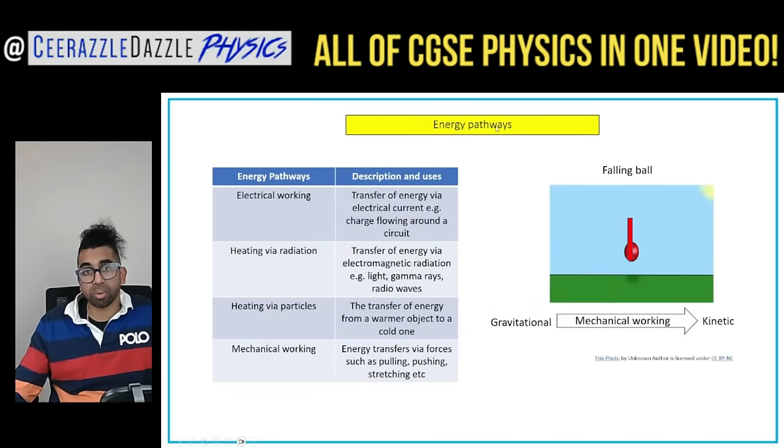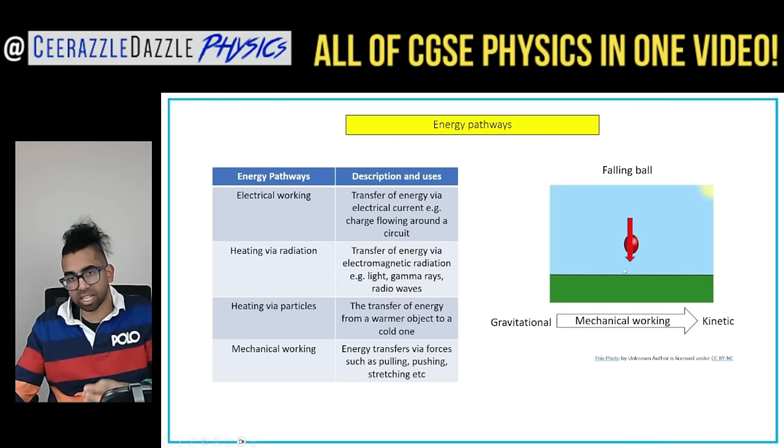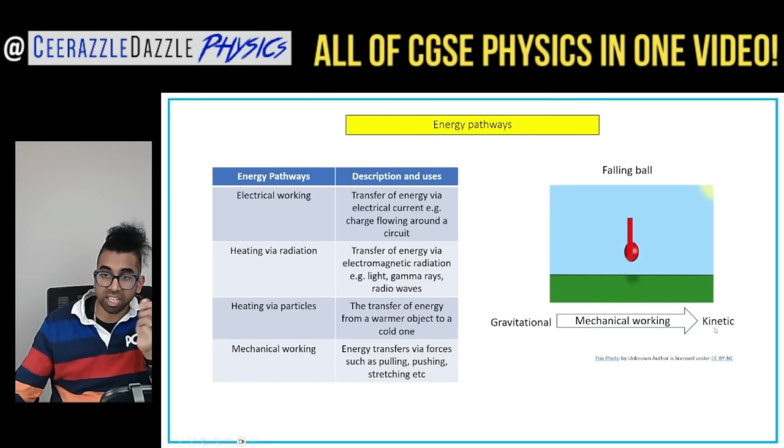Right, now, energy pathways. Over here on the right-hand side, I've got an example of a ball falling down. We know that energy can be transferred from one form to another. So over here, we have gravitational, and we know it's going to be converted into kinetic as it falls. Gravitational at the top, drop it, it becomes kinetic. Obviously, to go from here to here, there is a mechanism. This is going to be the pathway. So this one is going to be called mechanical working, which helps this to occur.